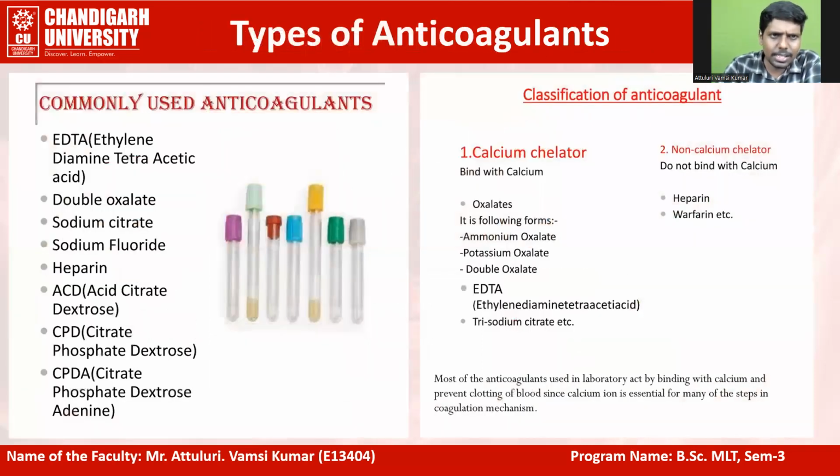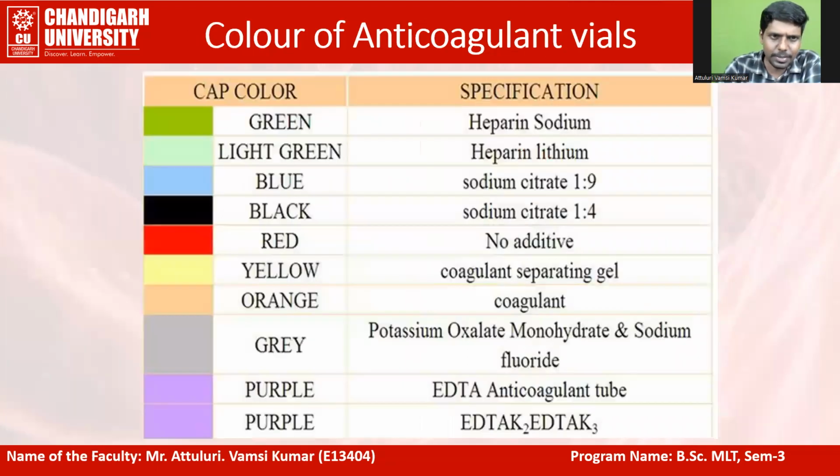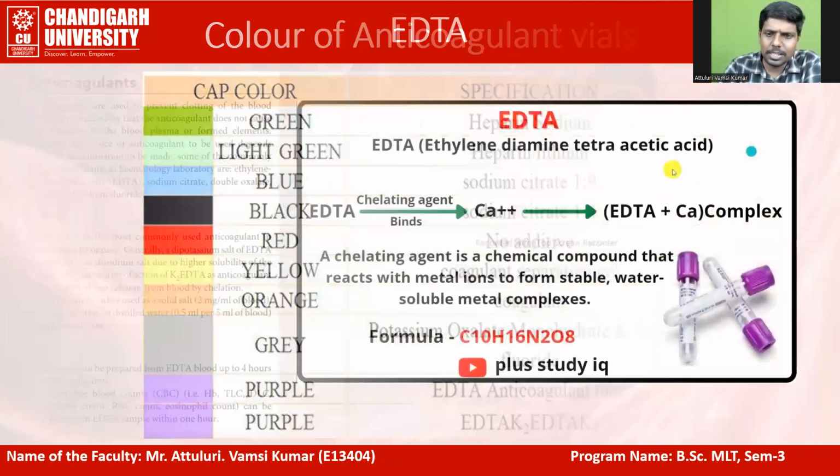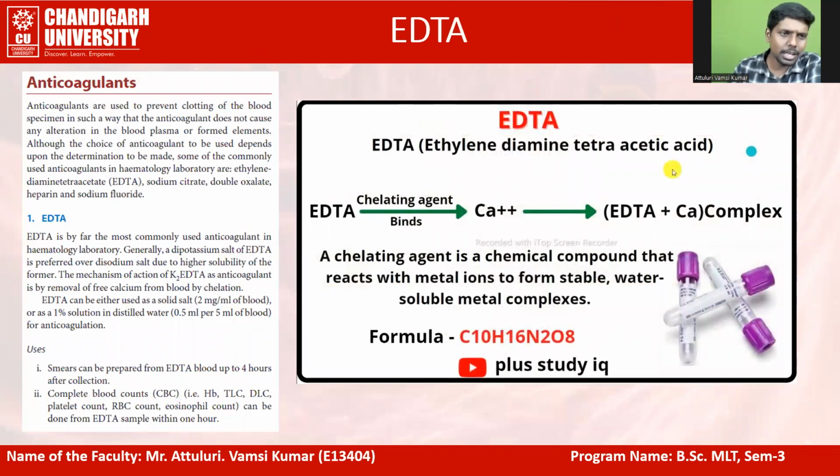So this is all about the classification of anticoagulants and their color codings. Then let us discuss individual anticoagulants, starting with EDTA, ethylene diamine tetraacetic acid. EDTA comes in two forms. One is dipotassium EDTA, meaning there will be two molecules of potassium. The other is tetrasodium EDTA. In tetrasodium there will be sodium, whereas in the potassium form there will be potassium. That is the only difference between sodium and potassium EDTA.